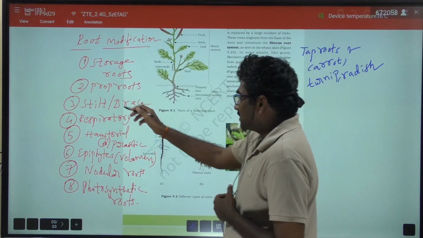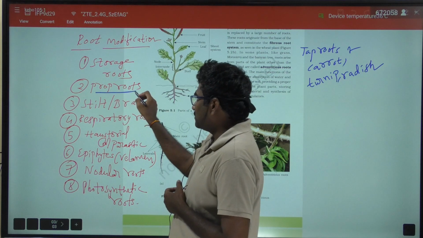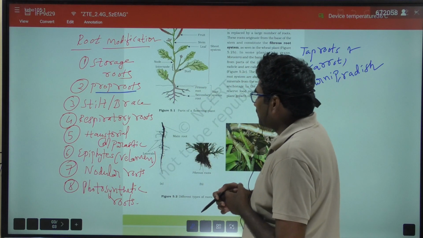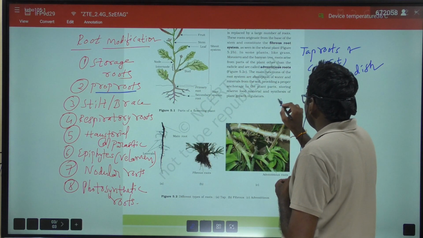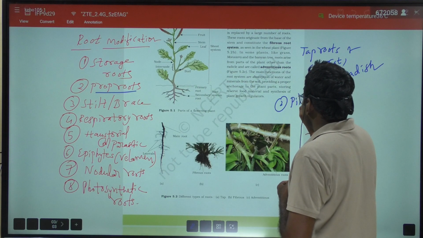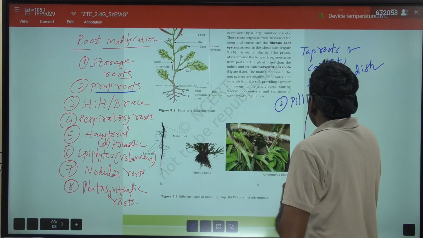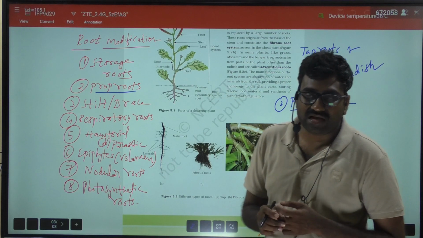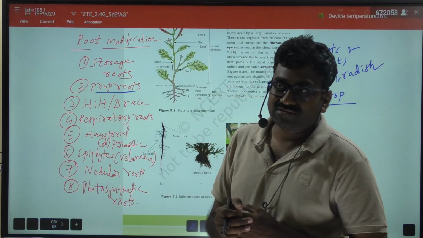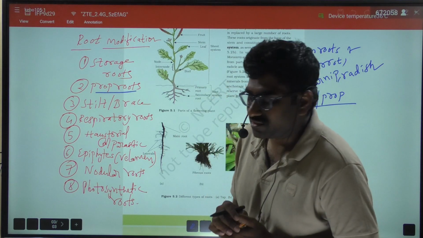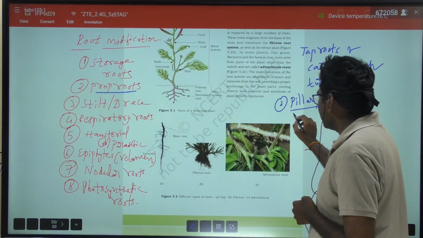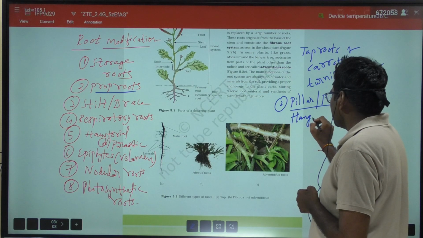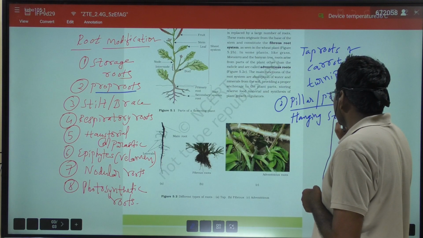And another root modification is the prop root. So these prop roots are also called pillar roots. Here we will find some hanging structures. Hanging structures of banyan tree are nothing but the prop roots.